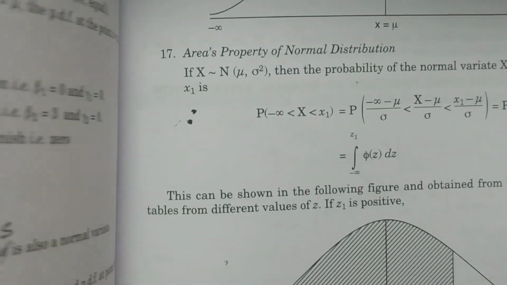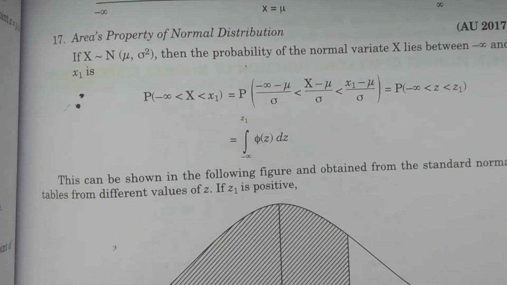Now I'll tell you one of the important properties, it is called areas property of normal distribution. This is what the areas property of normal distribution.